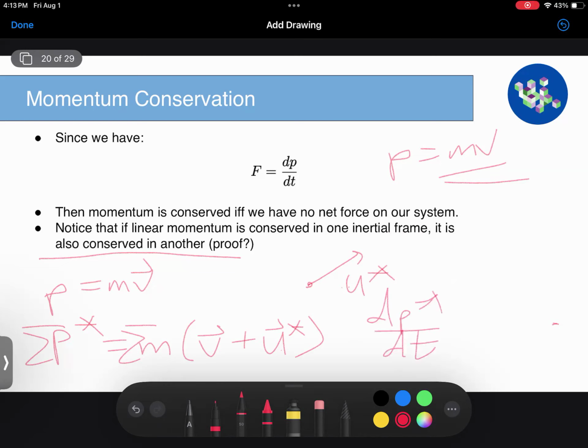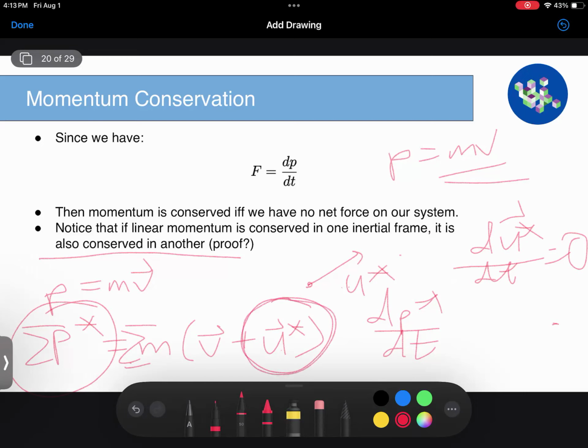Notice that because the U frame is inertial, U star is a constant. I always have dU star over dt equal to 0. So if now I do dP star over dt, I'll still have it equal to 0, because we're given that dP over dt is equal to 0. And because we're adding on a constant vector, U star, when we take the time derivative of U star, it's equal to 0. It's just a constant vector, it's not going to change over time.